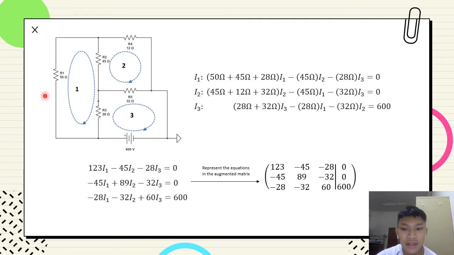To understand why the electrical appliances broke when we use 600 volt as the power source, we need to look at the calculation. We go to the first current loop. We take all of the resistors on the first current loop and add them, while subtracting the resistors on the second and third loop, and this equals 0 because there is no power source in the first loop. The same with current loop 2 and 3. We take all of the resistors on that loop and subtract the resistors that are also on the other loop. For current loop 3, the equation equals 600 because there is 600 volt at current loop 3. We take all of the three equations and simplify them into this equation, and then we represent this equation in the augmented matrix.